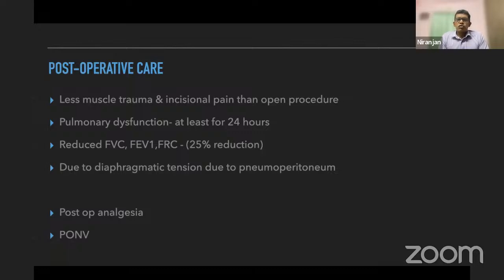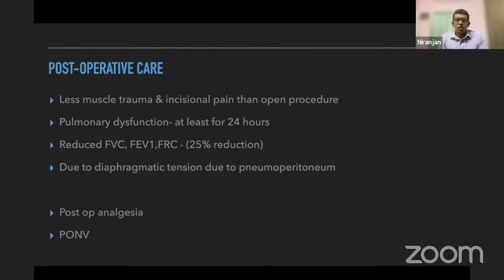Here, postoperative analgesia plays a very big role, because for the patient to come out of this pulmonary dysfunction, post-op analgesia is very important. If the patient has pain, this will only add to the pulmonary dysfunction. So, post-op analgesia, what we employ is balanced analgesia using opioids, local infiltration at the port sites, or transversus abdominis plane block, or the combination of all.